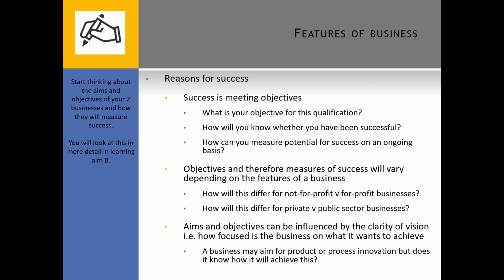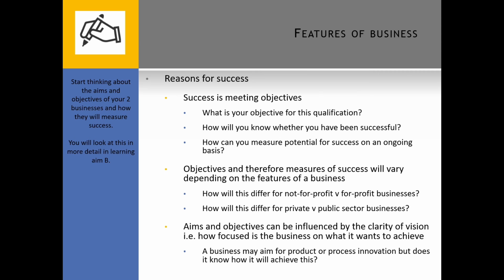So finally, we're just going to have a look at success of businesses. This is something you should be researching. Success is all about meeting objectives. So for example, for this qualification, what is your objective? How will you know whether you have been successful? What can you measure it against? And how can you measure potential for success on an ongoing basis? So this is what businesses will be doing.